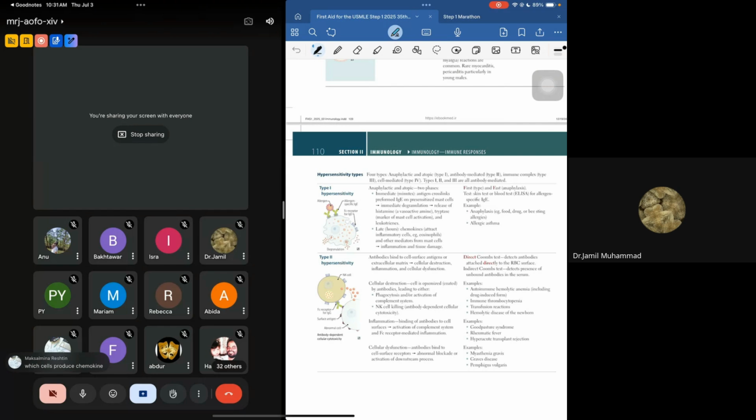Which cells produce chemokines? White blood cells produce chemokines. Mast cells are going to produce the chemokines as well. So steroids are going to block this.